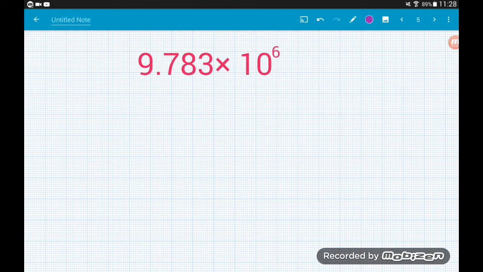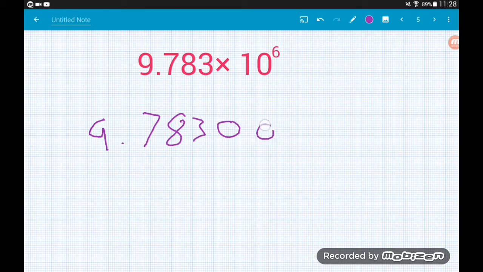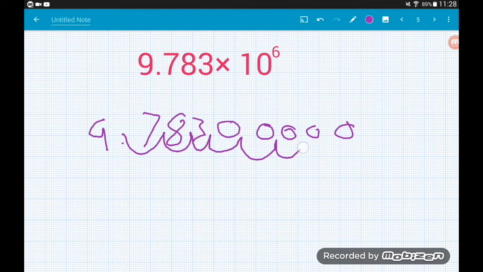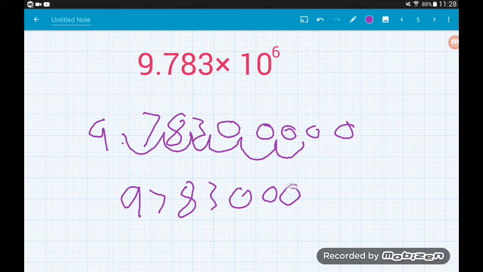Okay, 9.783 times 10 to the 6. Well, let's write down 9.783. Let's whack some zeros after it. Now our decimal point needs to move 6 places to the right, because we're multiplying by 10 to the power of 6. So we're going to go 1, 2, 3, 4, 5, 6. So we're going to get 9, 7, 8, 3, followed by 3 zeros. That's our answer.